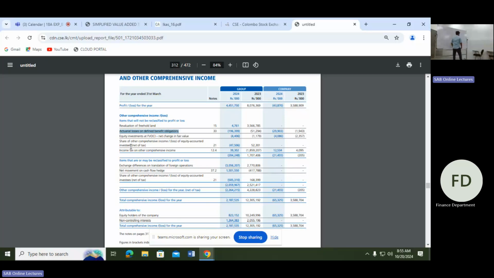Other than that, the agricultural standard also gives guidance on agricultural produce. Biological asset and agricultural produce. But they are animal, consumable animal.